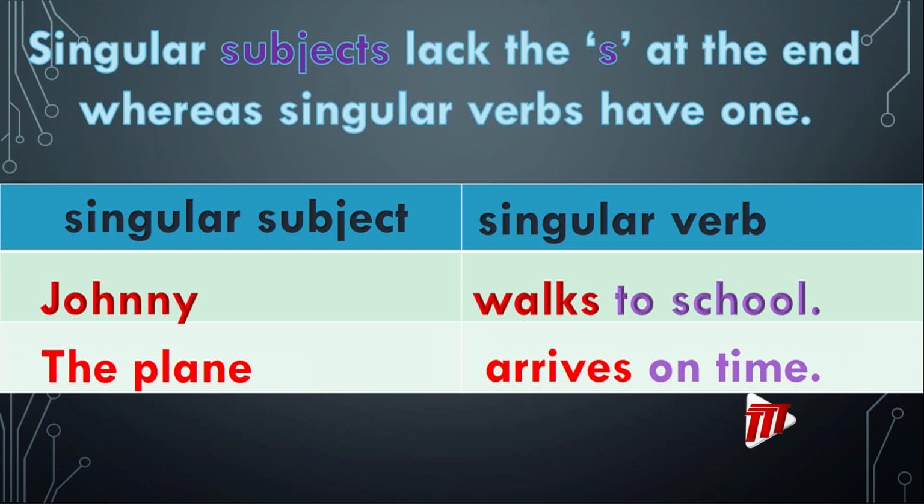And then you have the plane arrives on time. The plane is the one doing the action, the plane is the subject of the sentence, and the action being taken is arrive, right? It's arriving, it arrives on time. Singular subject, no S, singular verb, S. Good.